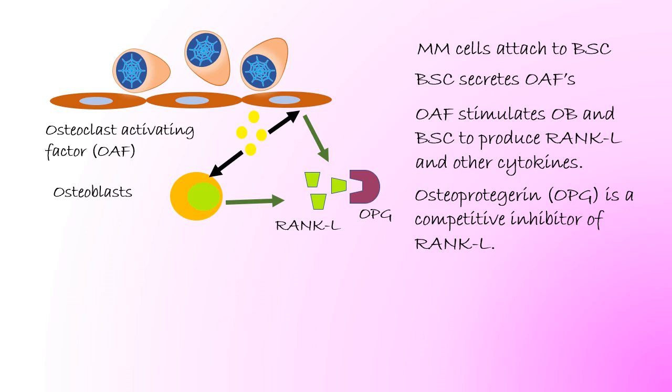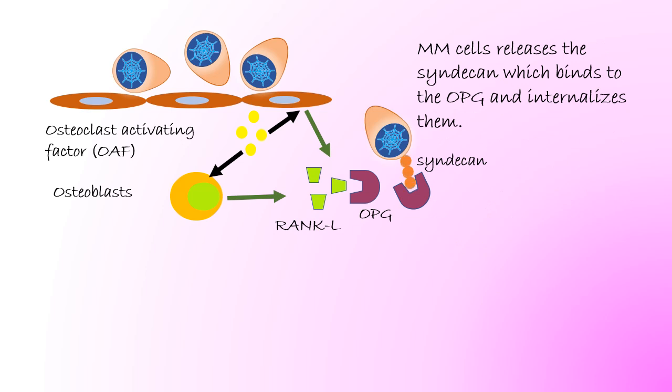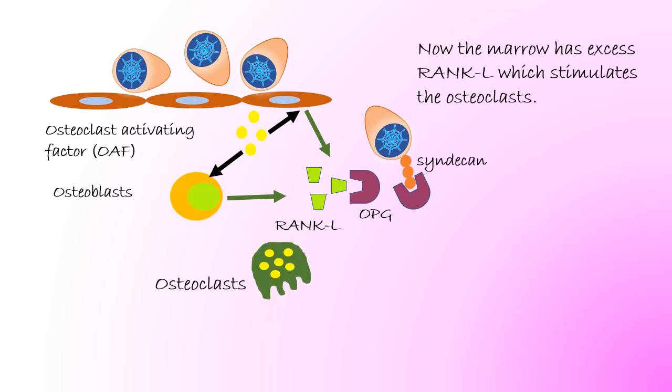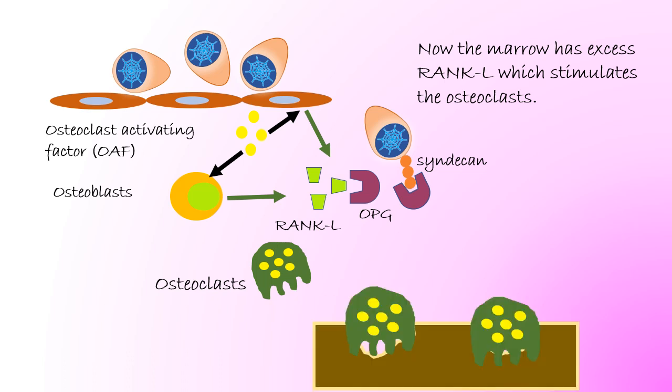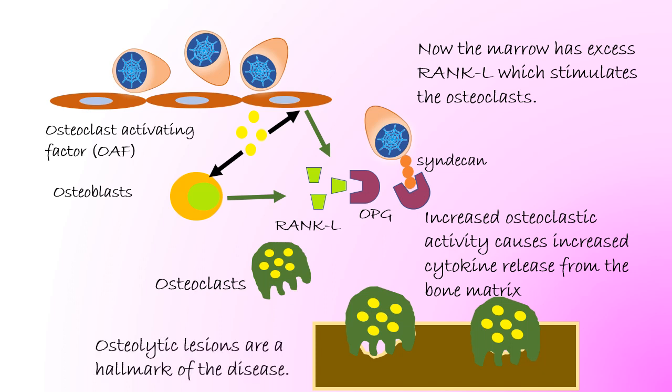Osteoprotegerin is a competitive inhibitor of the RANKL. The multiple myeloma cells release syndecan, which binds to the osteoprotegerin and internalizes them. Now, the marrow has excess RANKL, which stimulates the osteoclasts. Increased osteoclastic activity causes increased release of cytokines from the bone matrix as well. Osteolytic lesions due to bone resorption by these osteoclasts are the hallmark of multiple myeloma.